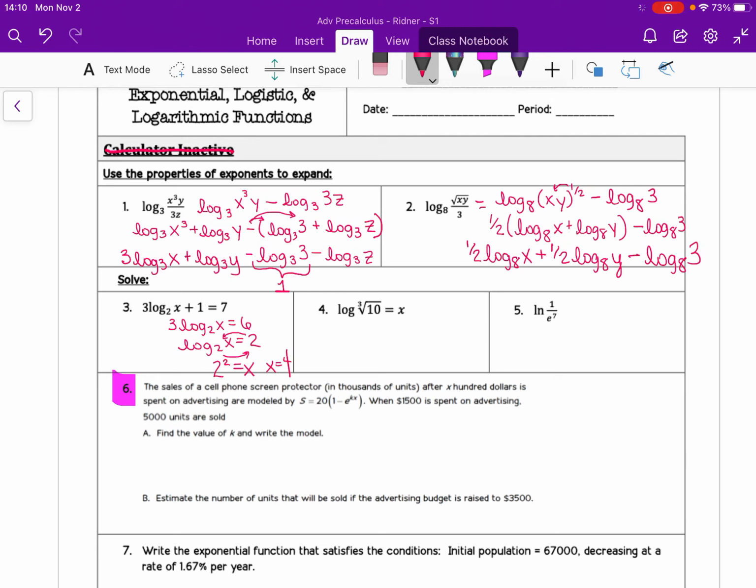Okay. This one, remember, is a base of 10. So that would be 10 to the x equals the cube root of x. But remember, I can also write that as x to the 1/3 power. So since my bases are the same, x must equal 1/3 because this would have to be the same as this. Okay.